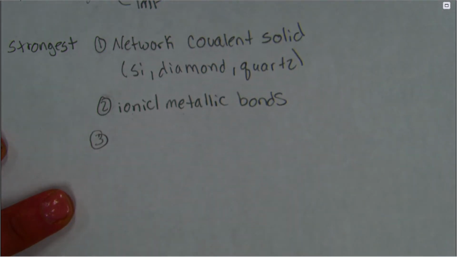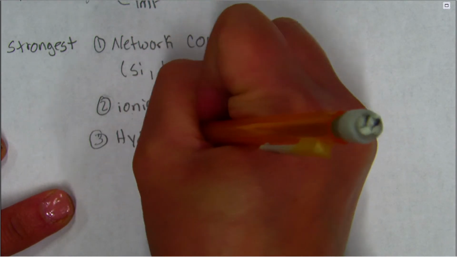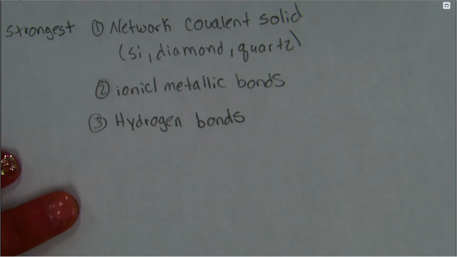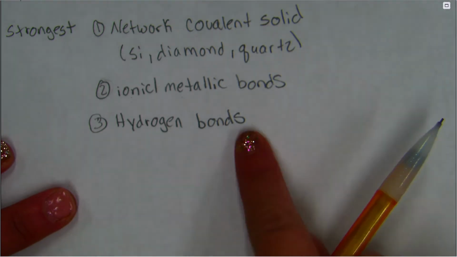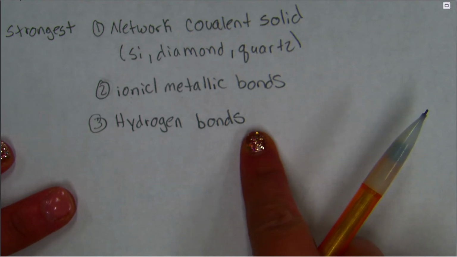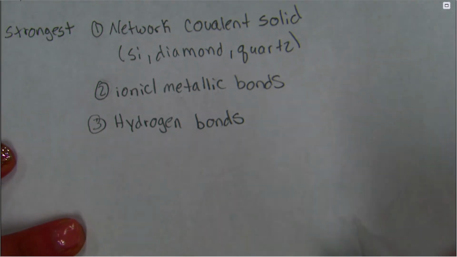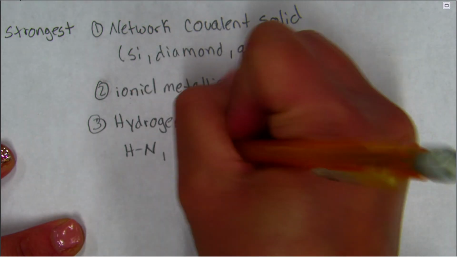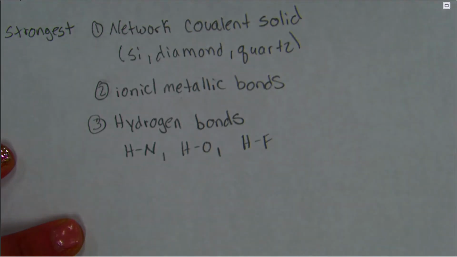All right, hydrogen bonds are next. So in biology, you learn that hydrogen bonds are the strongest bonds, but in fact, that's really not quite the case. Hydrogen bonds are, in fact, not the strongest. Network covalent solids are the strongest. Hydrogen bonds involve hydrogen with nitrogen, hydrogen with oxygen, or hydrogen with fluorine. Now, this is an attraction between molecules.